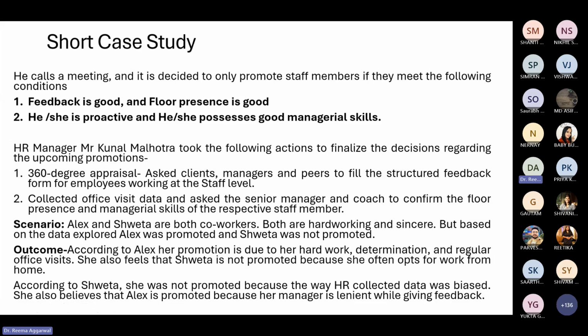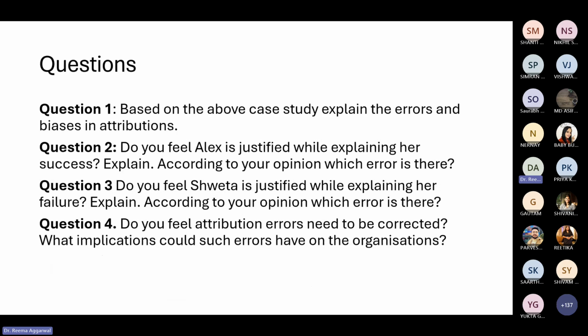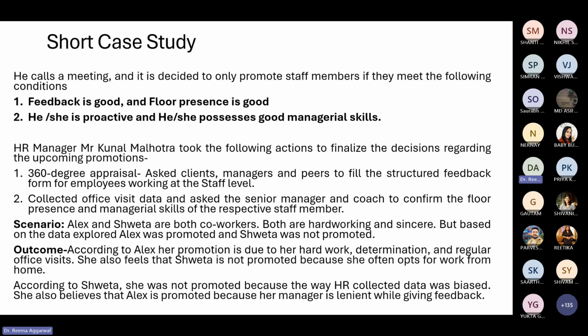So not every perception of mine is an error. What I'm trying to say is whatever I'm thinking may not be an error, but sometimes it is an error, right? Now it is clear. So if the first question comes in the exam, you have to explain fundamental attribution error, you have to explain self-serving bias, और दोनों में आपको examples जानने पड़ेंगे, Alex and Shweta.